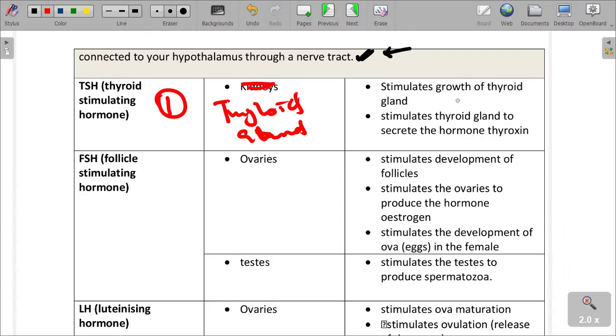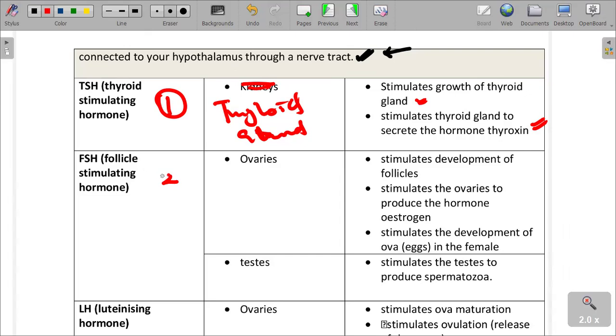It stimulates the growth of the thyroid gland, which is the first function, and then stimulates the thyroid gland to secrete the hormone thyroxine. The growth of the thyroid gland is caused by TSH, which is produced from the pituitary gland, and this enables thyroxine to be produced. Those are the functions.